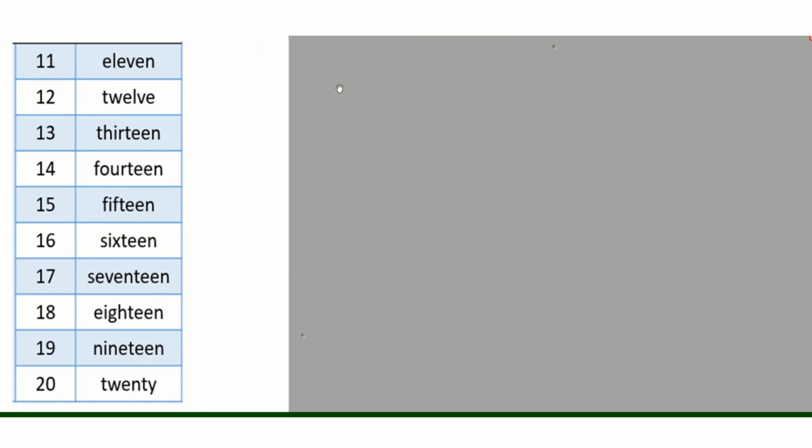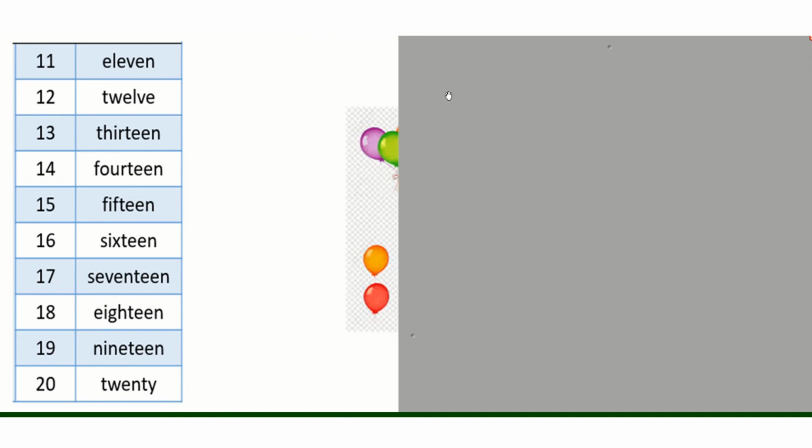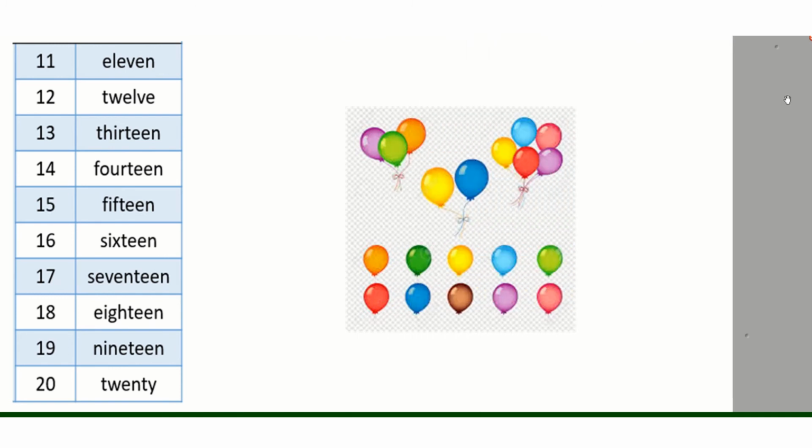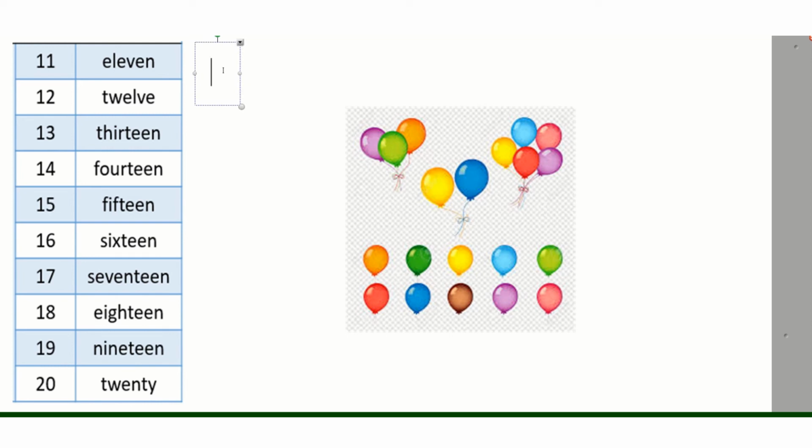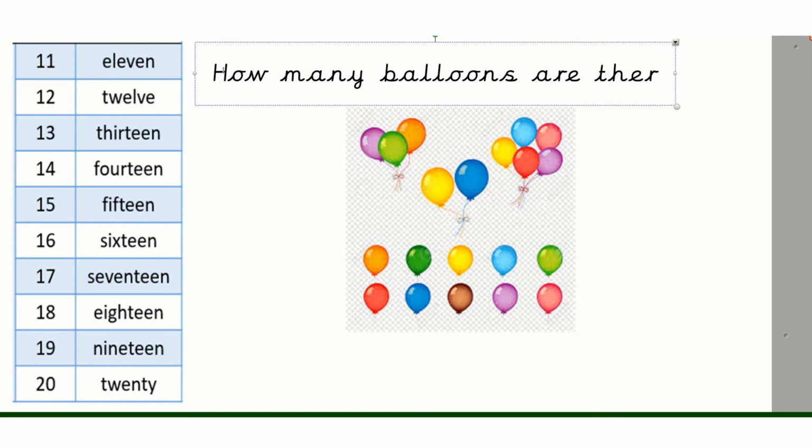Now, what have we got here? Let's have a little look. Oh, we've got some lovely balloons. And these balloons, some of them are in a little group. So you can already see there's 3 here. You should be able to know straight away that there's 5 in that little group. You can see 2 together in the middle. So count up those balloons. And here's your question. How many balloons are there? And you can write your sentence. There are balloons.